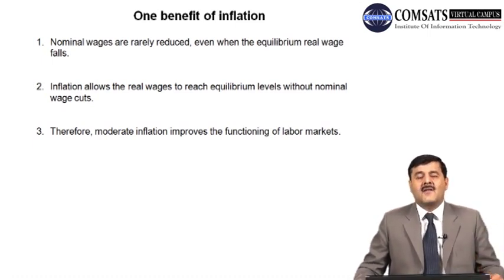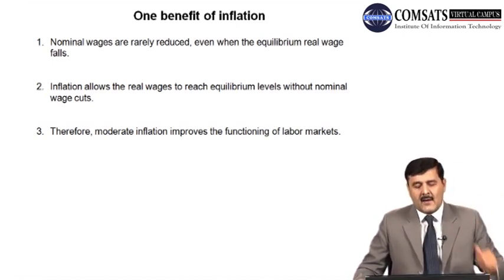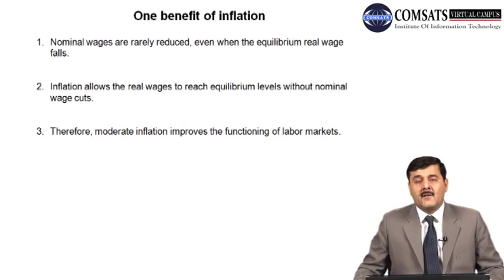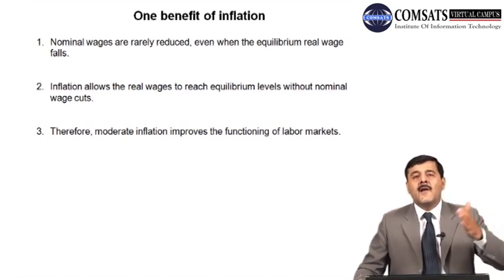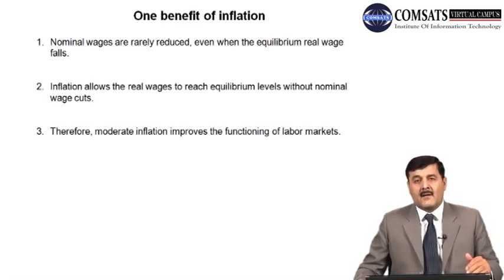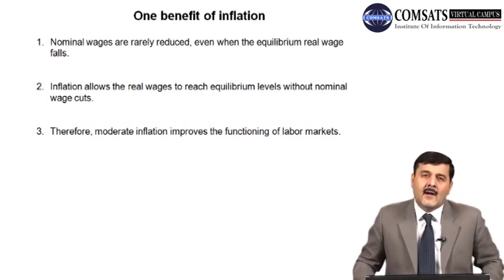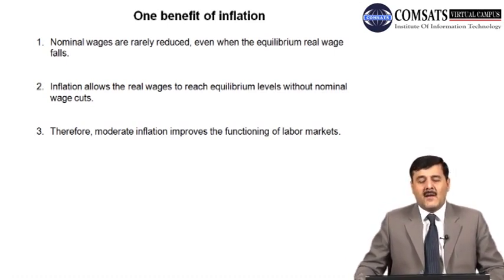Aur wo bahut kam chances hote hain ki economy mein kam ho. Normally the nominal wages badhti hain, zyada hoti hain. So even when the equilibrium real wage falls, agar real wage kam bhi hoti hai to nominal wages mein kami nahi aati, namely increasing side hota hai. Now how do we convert nominal wage into real wage? So when you deflate nominal wage, which is W, with prices, divide with prices, you will get the real wage rate. So ye kaha jata hai ki agar economy mein real wages kam bhi hoti hain, to there is a rare chance that the nominal wages bhi kam ho. Normally real wages, nominal wages badhti hain.